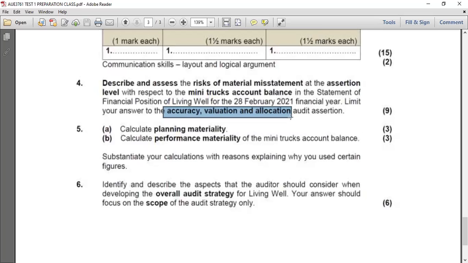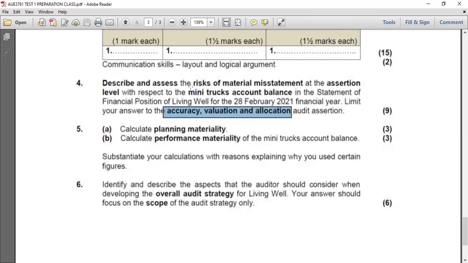I know that is cost minus what? Accumulated depreciation. So for its accuracy to be wrong, that means there can be issues that affect the cost. So you are more on the things that will make it wrong than the things that are correct when you're looking at risks. What is it that can make the cost of mini trucks to be wrong? What is it that can make the accumulated depreciation to be wrong? What is it that can make the impairment loss to be wrong?